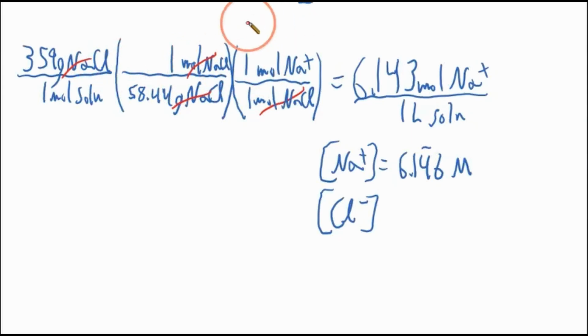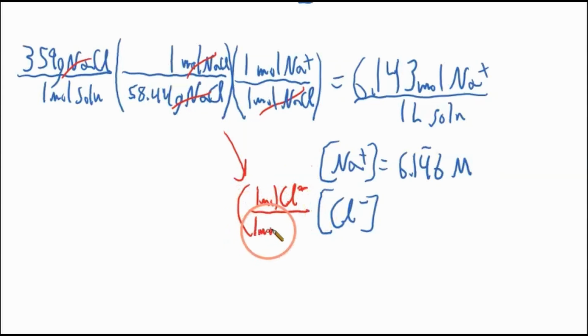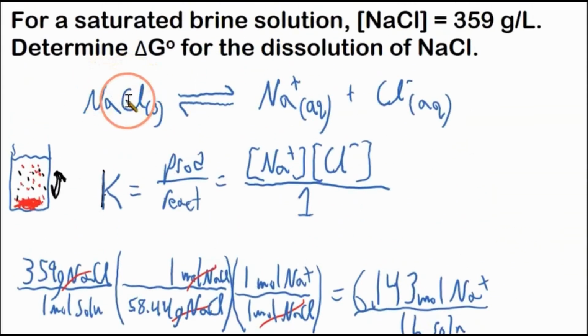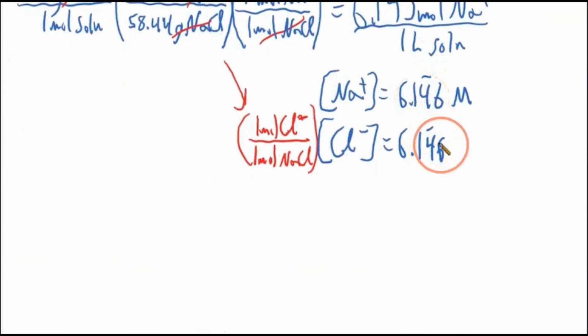But at this point, here we would multiply this by 1 mole of Cl- for every 1 mole of NaCl. So it's still a 1-to-1 ratio. So it's going to be the exact same concentration, which is good because for every time this dissolves, we get 1 mole of this and 1 mole of this. So it always has to be a 1-to-1 ratio.